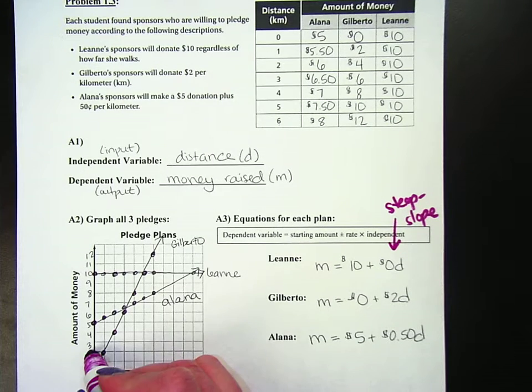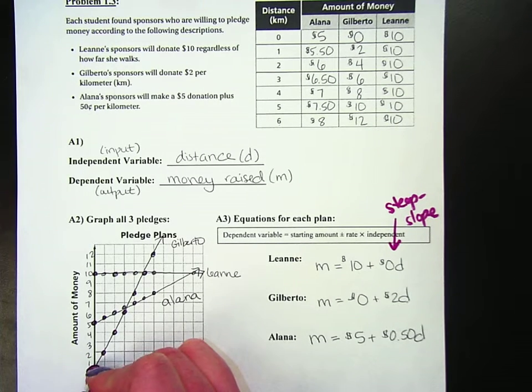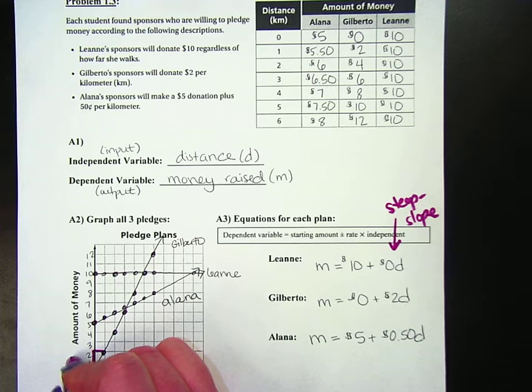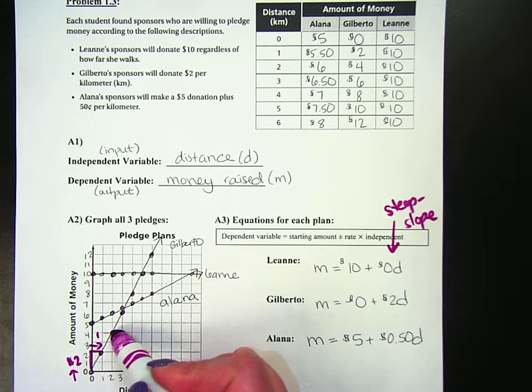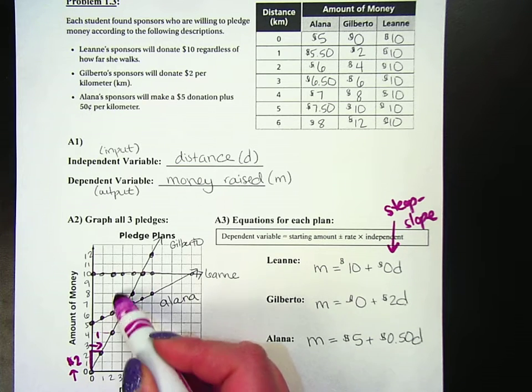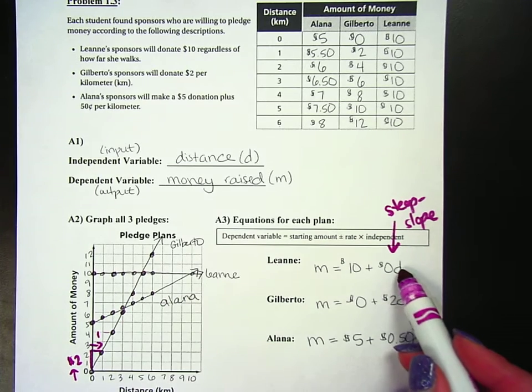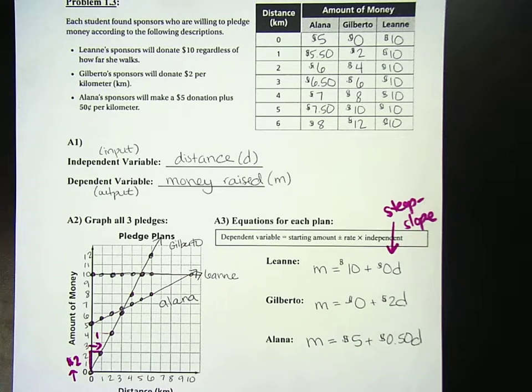By how much she goes up for every mile. So in Gilberto's example, he went up $2 for every 1 mile he walked. He went up $2 for every mile. So how steep this line is, that's what we call our slope.